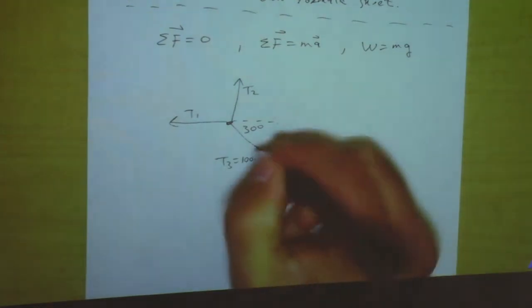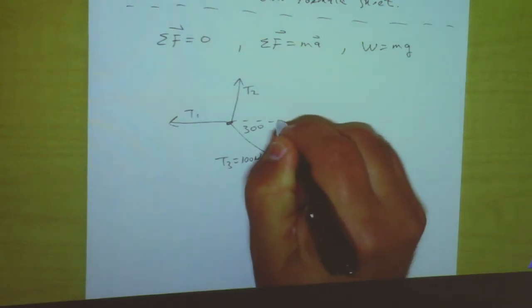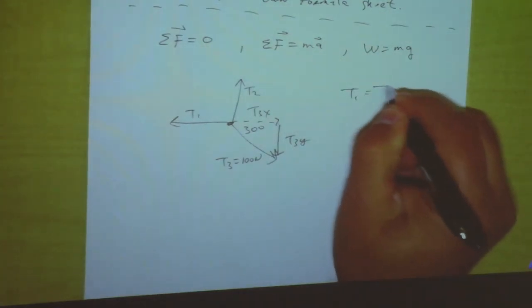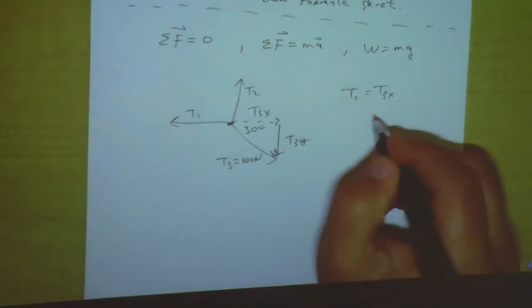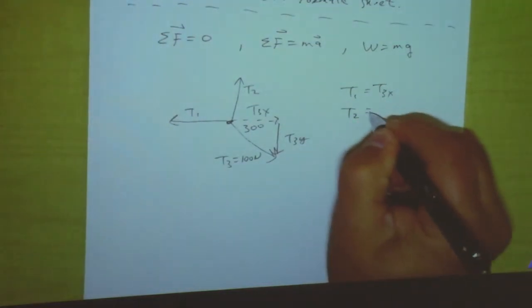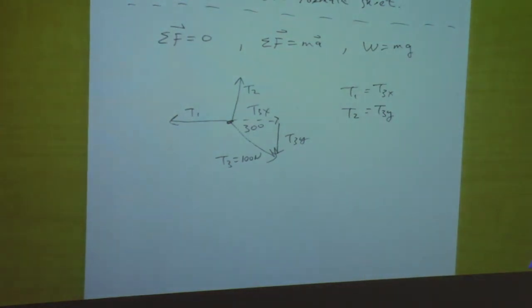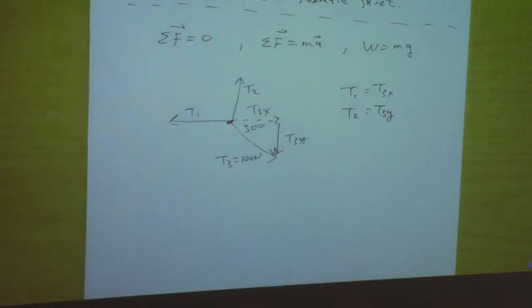Okay, so I know this T3 has a part in the y direction, and it has a part in the x direction. So I know T1 has to be equal to T3 in the x. That's balancing horizontal forces. And then I also know that T2, which is up, has to be balanced by T3 in the y direction. So luckily T3 is given, the angle is given. I can figure out what T3x and T3y are just from the trigonometry. And then the physics part is, once I get T3x, T3y, then I can figure out T1 and T2.